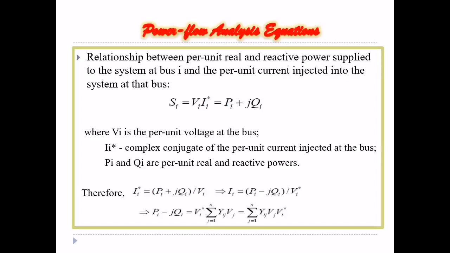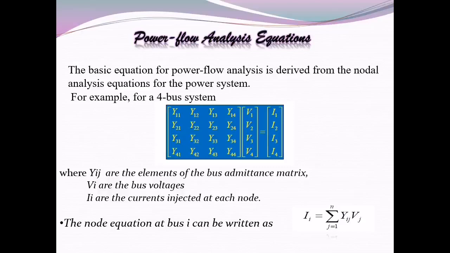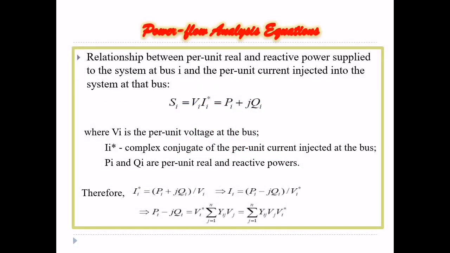Ii is sigma j equal to 1 to n, Yij Vj. Substituting that, Pi minus jQi is Vi conjugate Ii. If I substitute Ii, that is sigma Yij Vj times Vi conjugate.